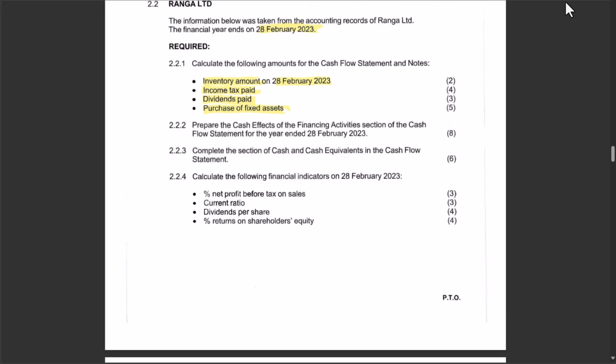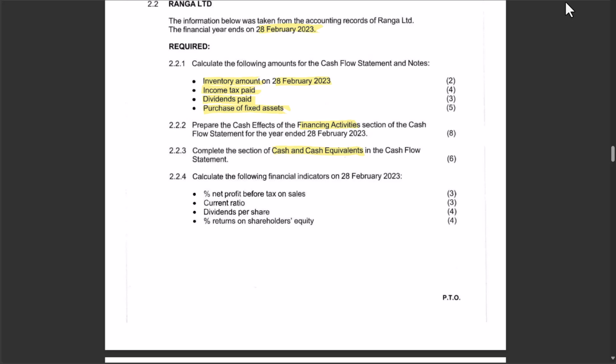From the marks you can tell some of them are straightforward calculations. Prepare the cash effects of the financing activities. There are 3 activities in the cash flow: operating activities, investing activities, and financing activities. Here you're required to only prepare the financing activities. Then complete the section of the cash and cash equivalents.